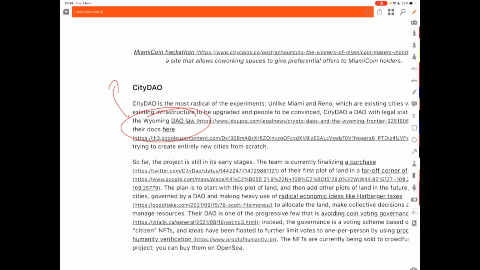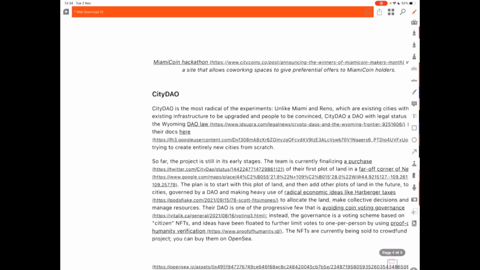And in which case, what's the point in being a DAO? You might as well just be an LLC. I don't understand the kind of purpose of it, really. Well, these guys are exploring it.